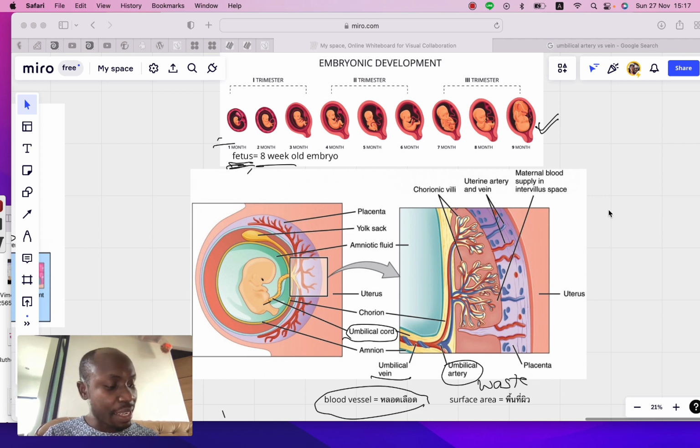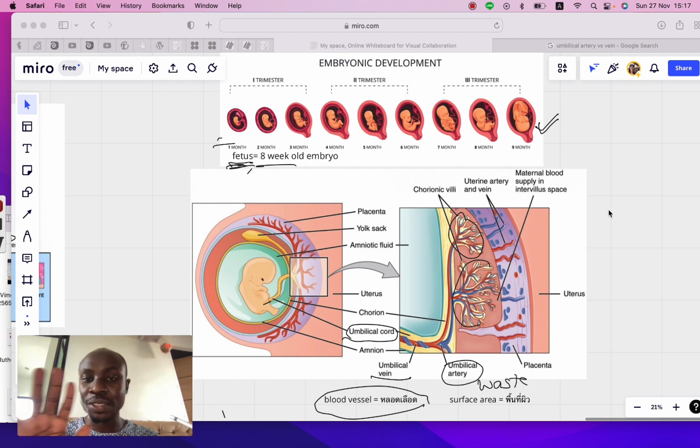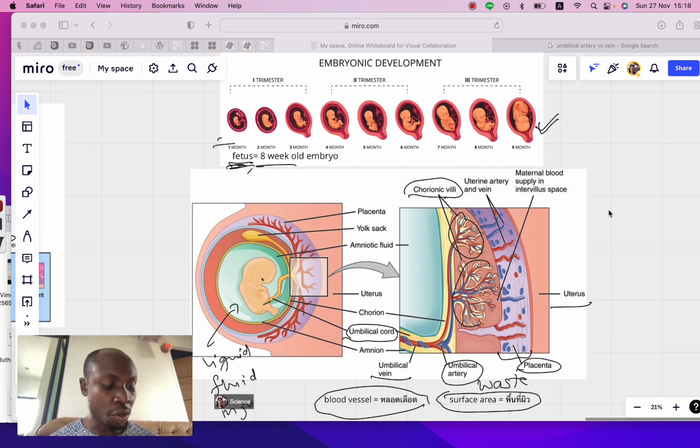Around this area, we can see some structures which look like fingers. They spread out, and we call that the chorionic villi. And they help to increase the surface area so that we can absorb more blood to the fetus. Now, this area is a structure we call the placenta, which connects to the uterus. Now, around the fetus, we have a liquid or a fluid, which protects the fetus from injury or shock.